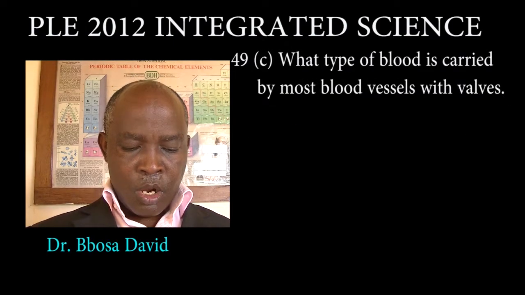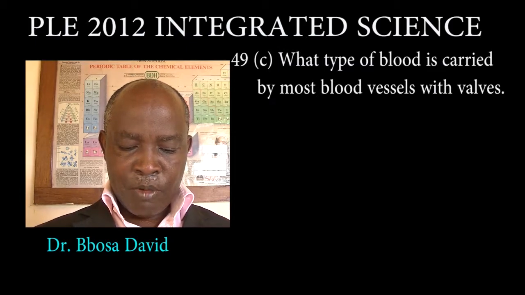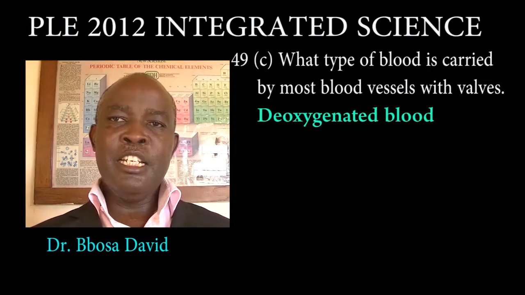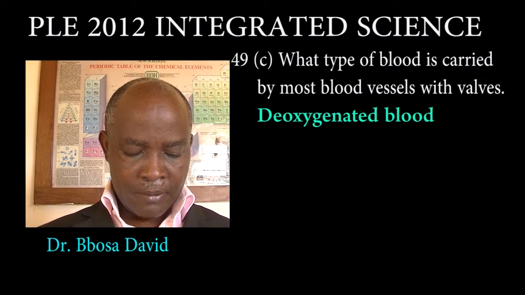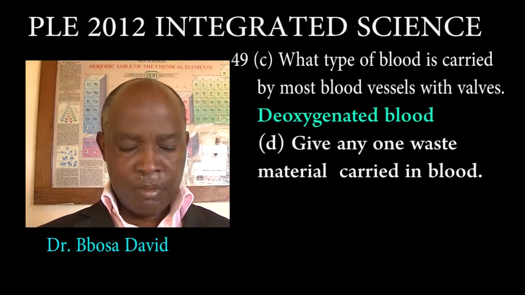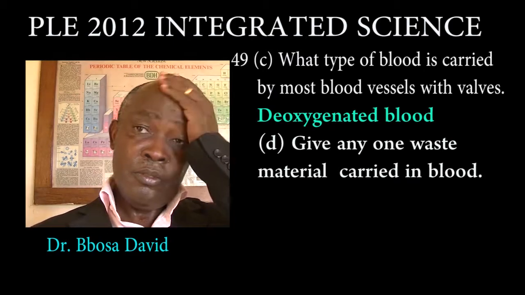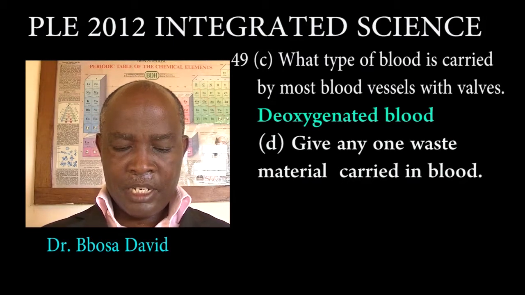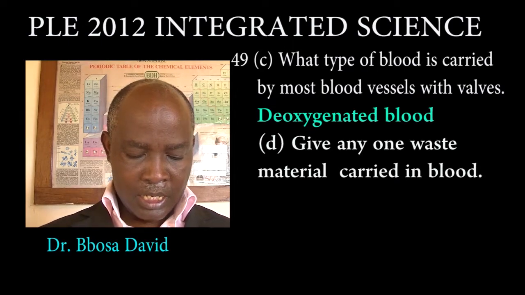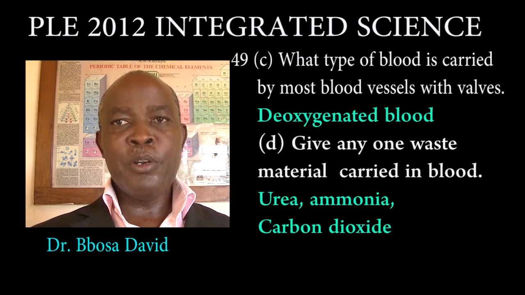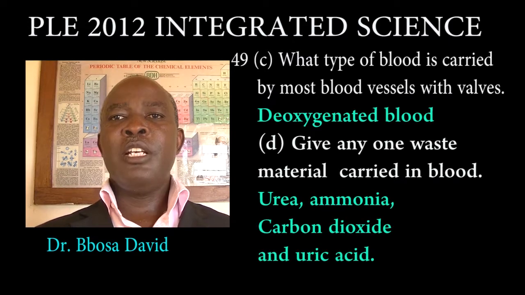C. What type of blood is carried by most blood vessels with valves? That is deoxygenated blood. D. Give any one waste material carried in blood. It can be urea, ammonia, carbon dioxide, and uric acid.